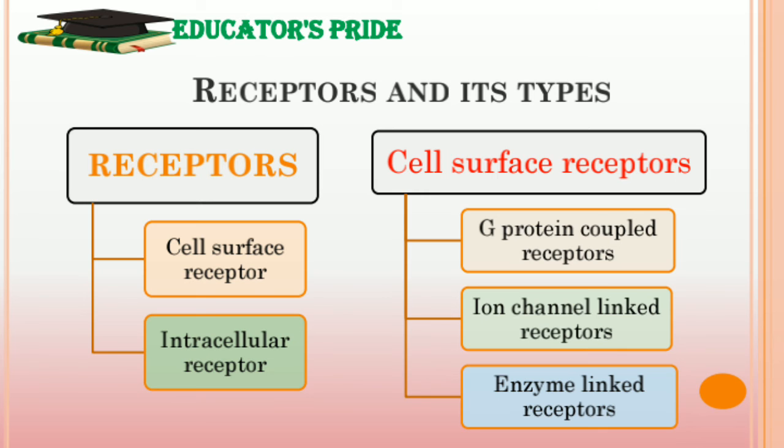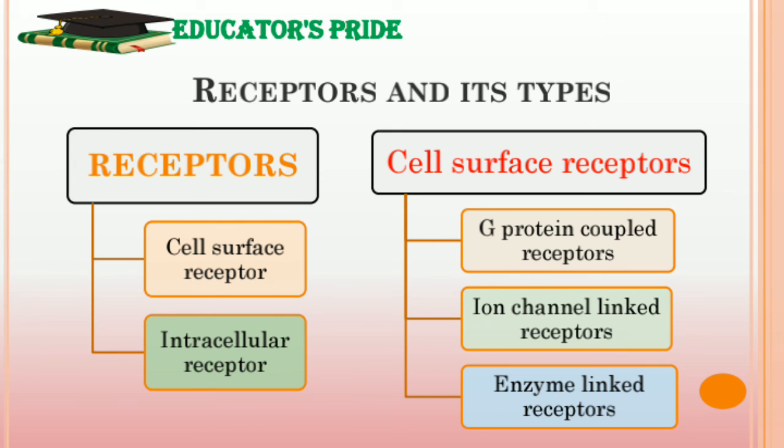Receptors can be divided on the basis of location. They are of two types. First, cell surface receptors, and second is intracellular receptors. Most of the extracellular signaling molecules bind to receptors expressed on the target cell surface, called cell surface receptors. However, some signal molecules bind to receptors expressed intracellularly.